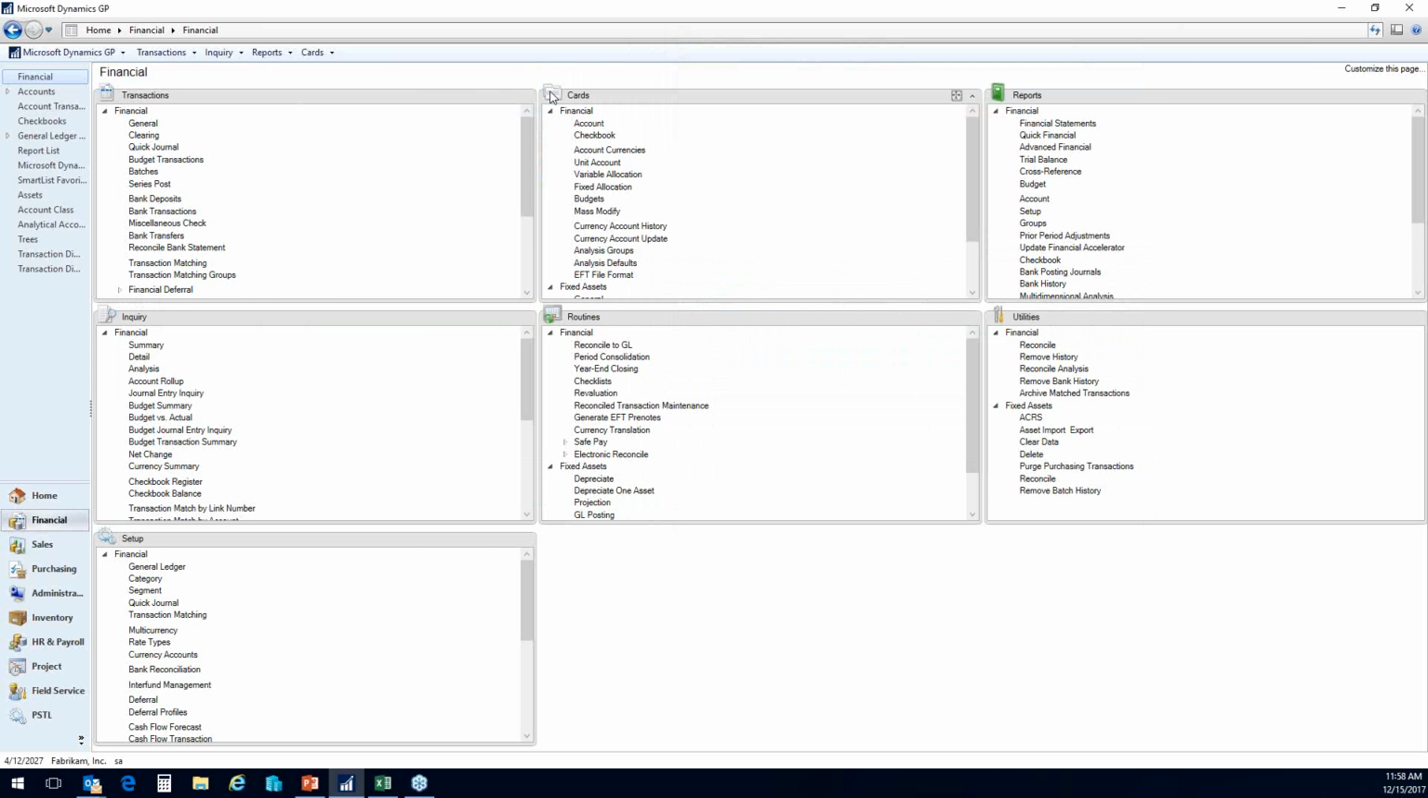Okay. Can you add multiple addresses for vendors as well? Yes, customers and vendors have unlimited addresses on both of those, absolutely.